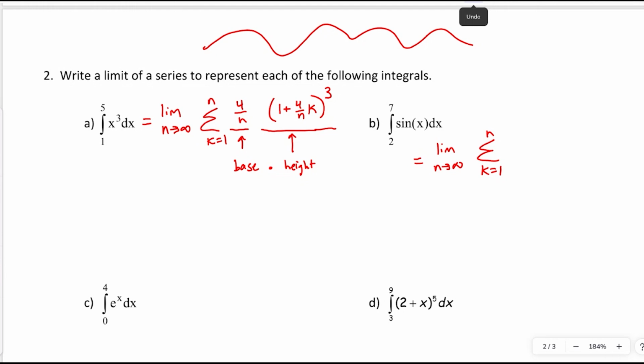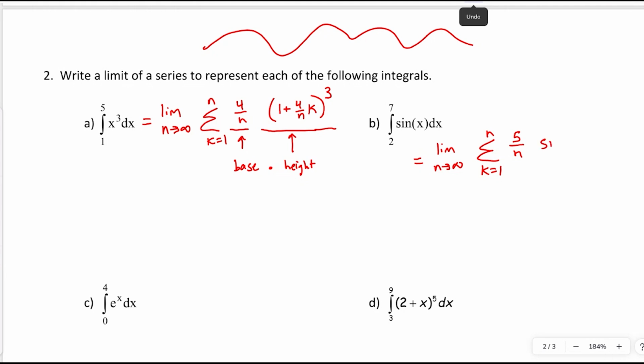Okay, so let's think about the base. How wide is each base? Well, if the total width here is 5, and we divide that into n subintervals, the base length is going to be 5 over n. And then the height is whatever we get when we plug that number into the sine function.